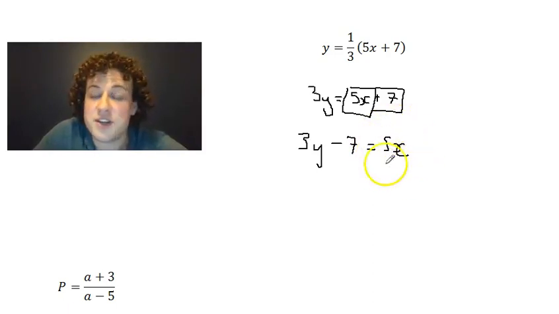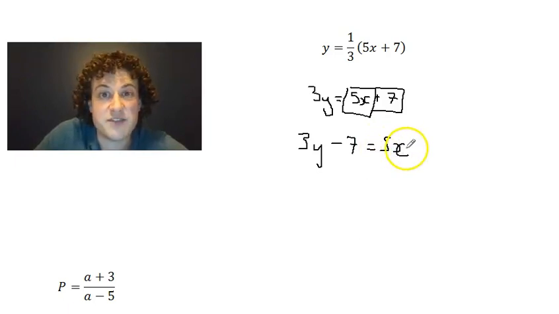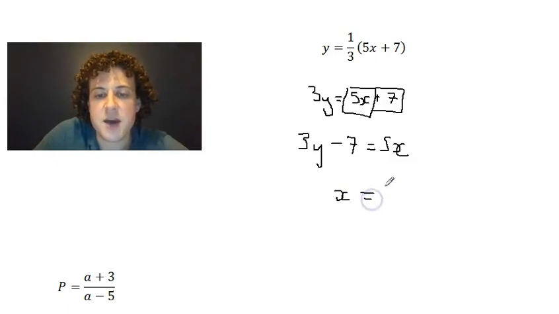Now we've got the box on its own with the x in. We get rid of the 5. It's 5 times x, so we divide and switch it round left to right, and we're going to get 3y minus 7, which is what we already had, and then just put it all over 5.